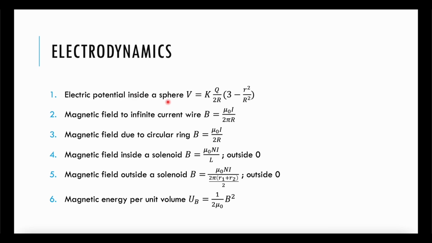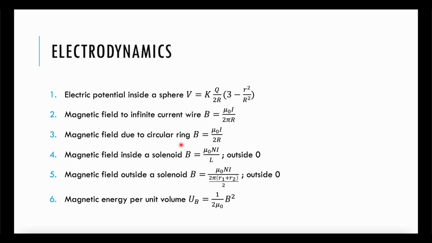Electric potential inside a sphere at a distance r of a charge q is kq by 2R cubed times (3R squared minus r squared), where R is the radius of the sphere and r is the distance from the center that is considered. K is 1 by 4 pi epsilon naught. Magnetic field due to infinite current wire is mu0 I by 2 pi r. This formula is used in two problems in shift 1.